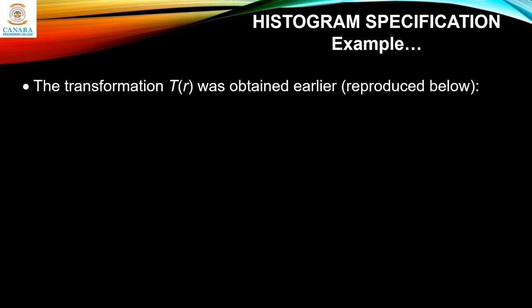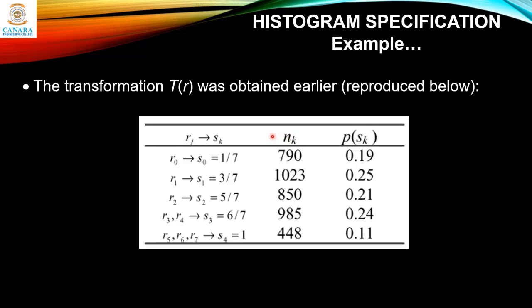So we have obtained the transformation T of r already in the previous lecture. This is the output histogram table we had obtained for the input image. We had obtained a 5-level image. So these are the values: 0.19, 0.25, 0.21, 0.24, and 0.11. If you add all these up, it should amount to 1. Or if you add these n_k values, it is 4096, if you recall. So this process was done, so we are skipping it. You can refer to the previous lecture to see how we obtained all these values.